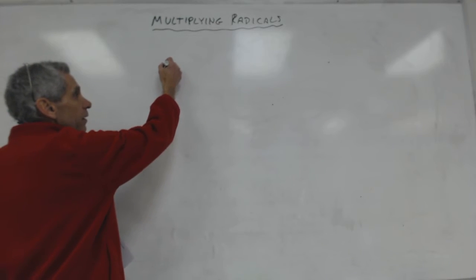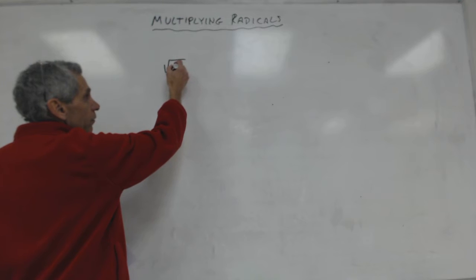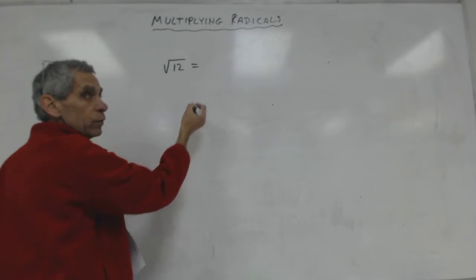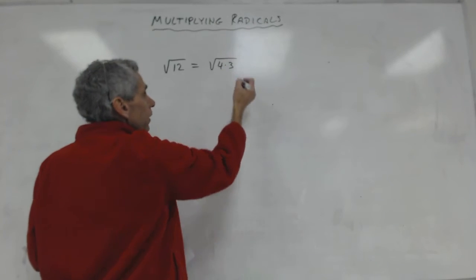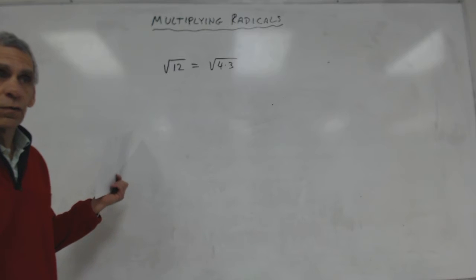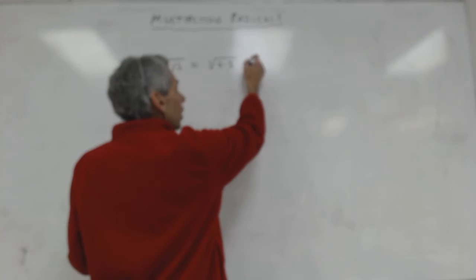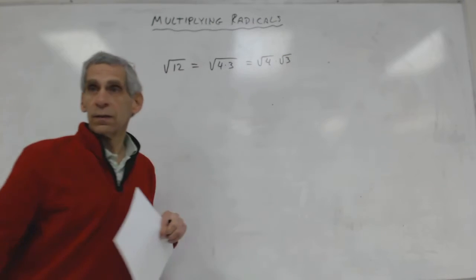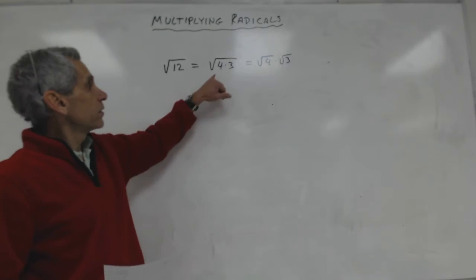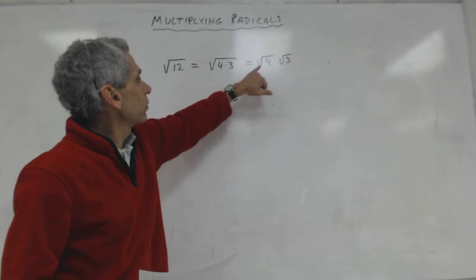Remember that the square root of 12 could also be written as the square root of 4 times 3. Do you agree with me? There's nothing wrong there. But that could also be written as the square root of 4 times the square root of 3. I can separate them into their own square root sign.